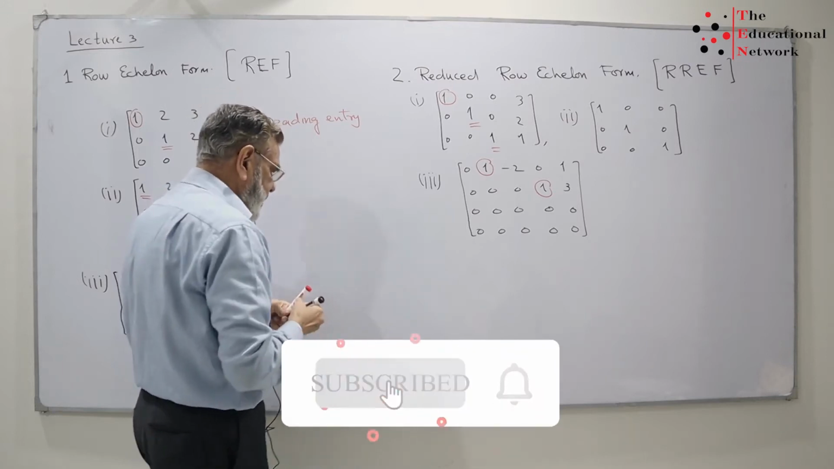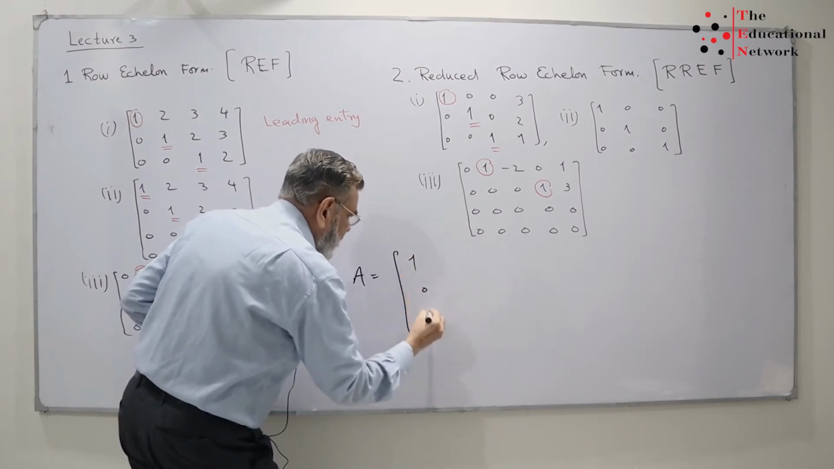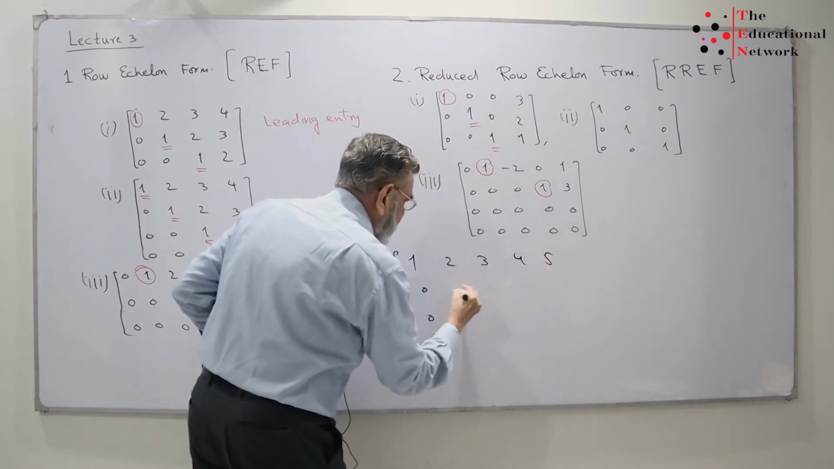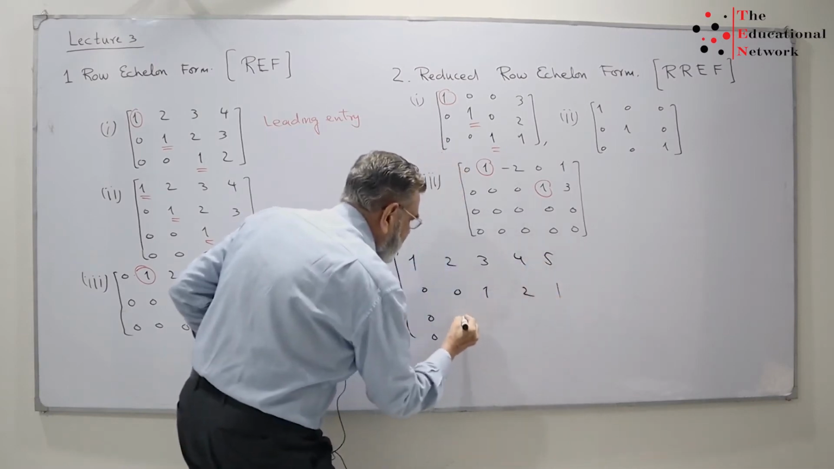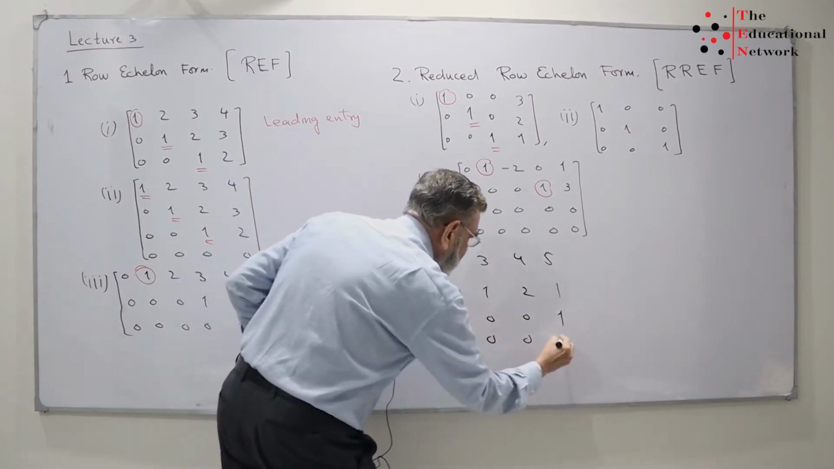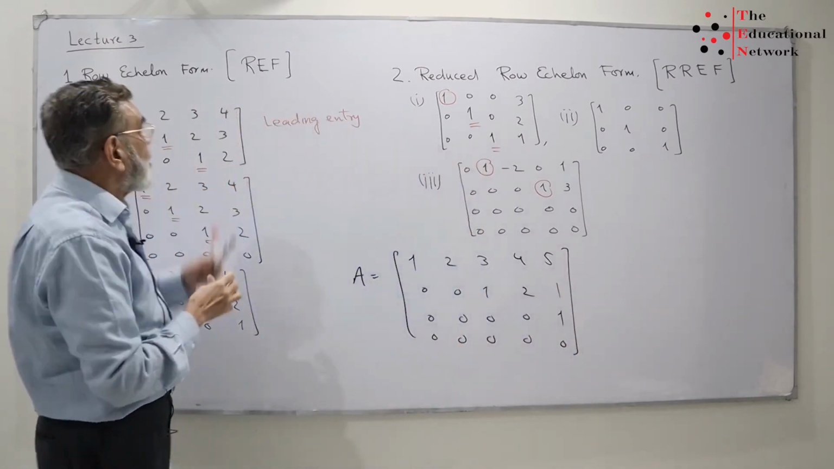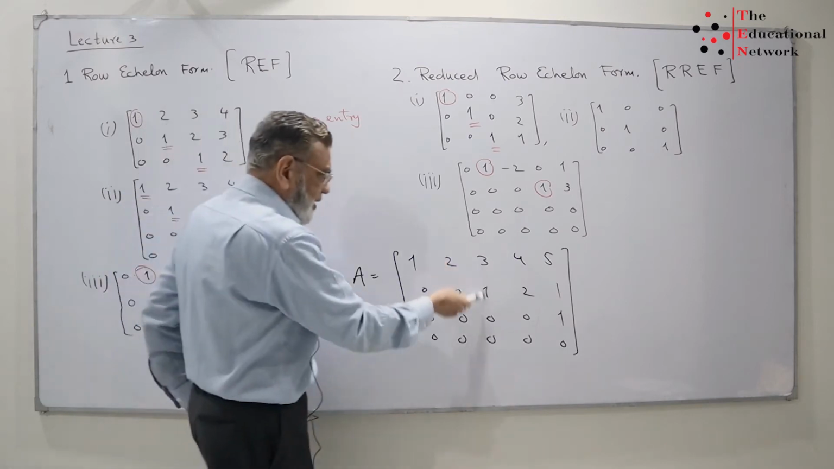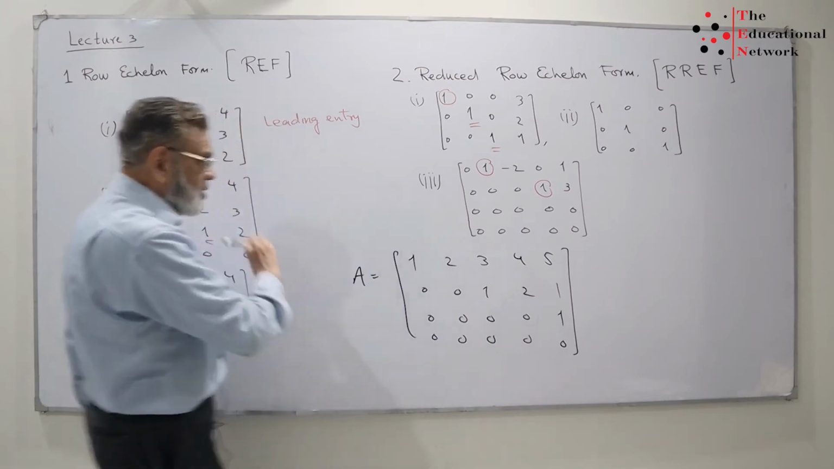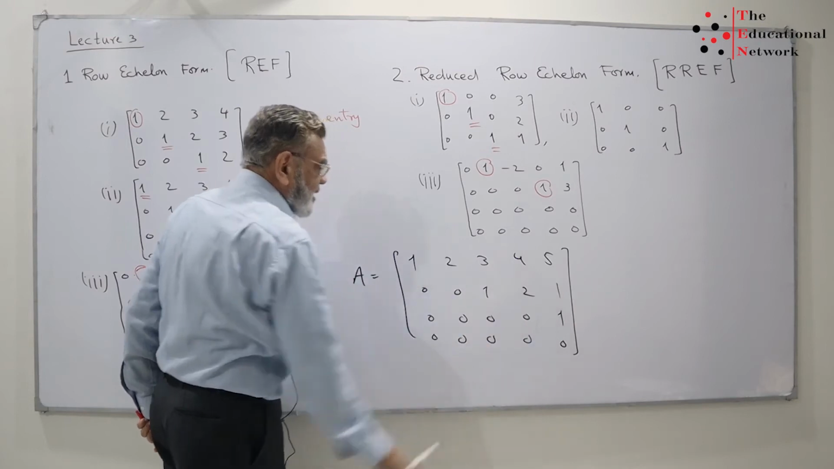I write here matrix A, and you can see this matrix A. I have here 1, 0, 0, 0. This is 2, 3, 4, 5. This here is 0, 1, 2, 1. This here is 0, 0, 0, 1. And this here is 0, 0, 0, 0. What is this? This is my row echelon form. Why? Because here we have a leading entry, and the values in this whole column are not 0. But it obeys the rules of the row echelon form: leading entry, next leading entry on the right, next leading entry on the right.